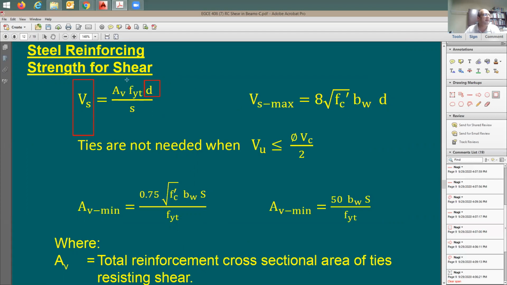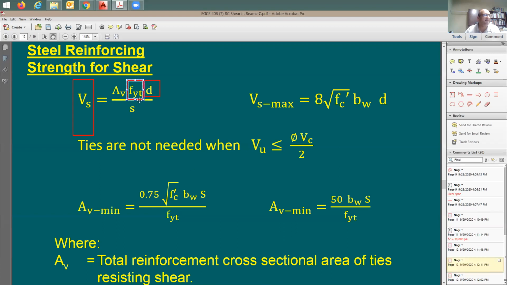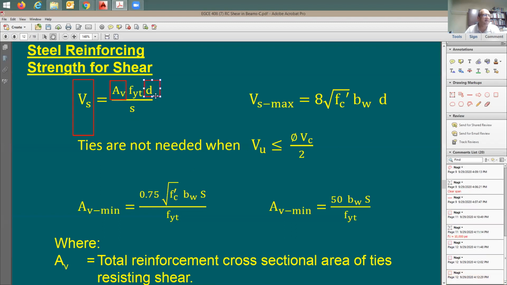fy is going to be the yield strength. It says here sub t because it's going to be for the ties. In the past, they used to have ties made out of grade 40 steel. Not anymore. Now the common is going to be grade 60, very similar to the longitudinal reinforcement. So now understand this, understand that. Now what is Av and what is s? These are going to be two variables that go together.